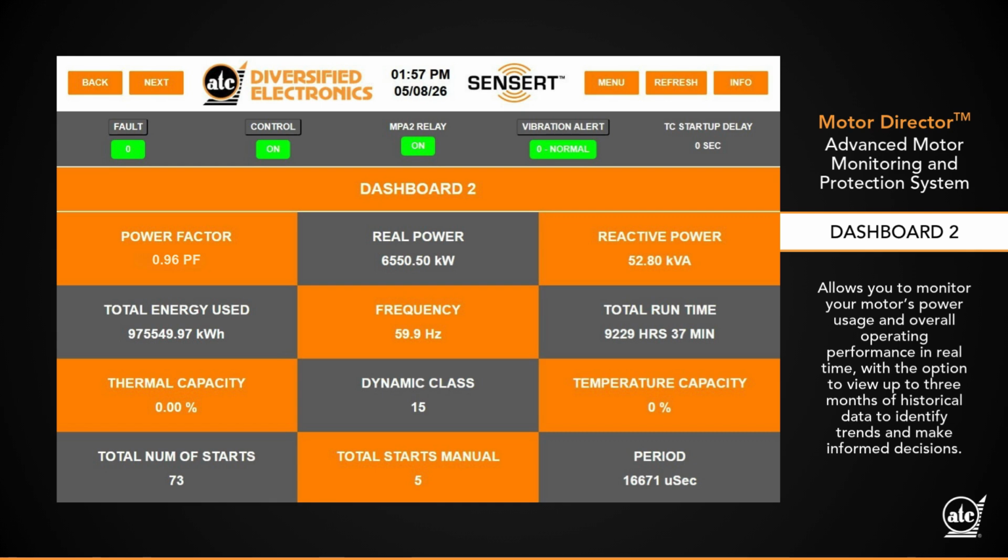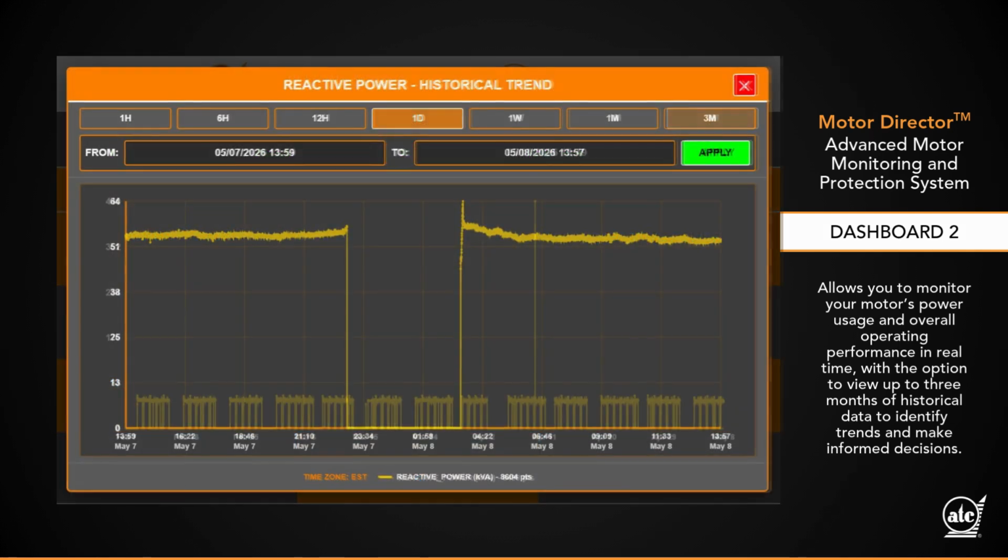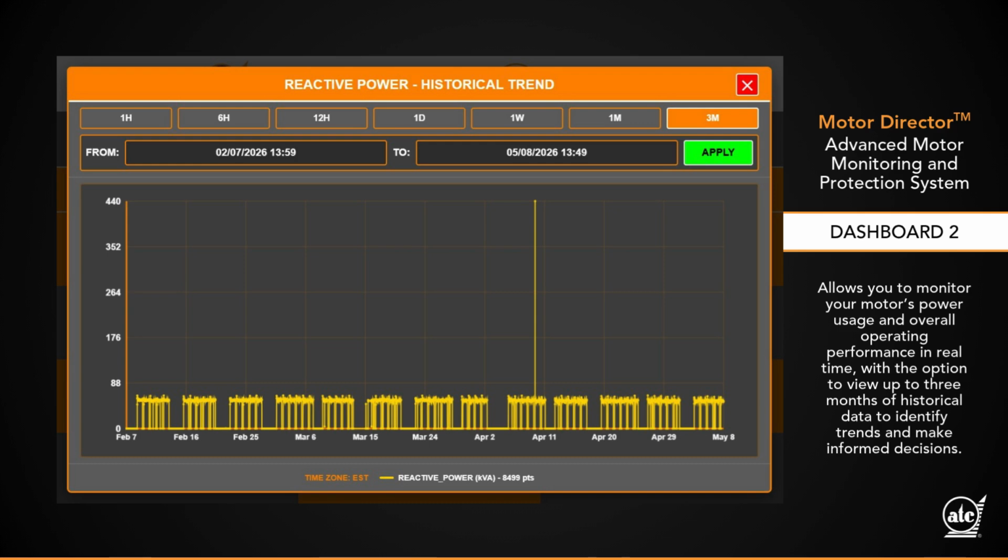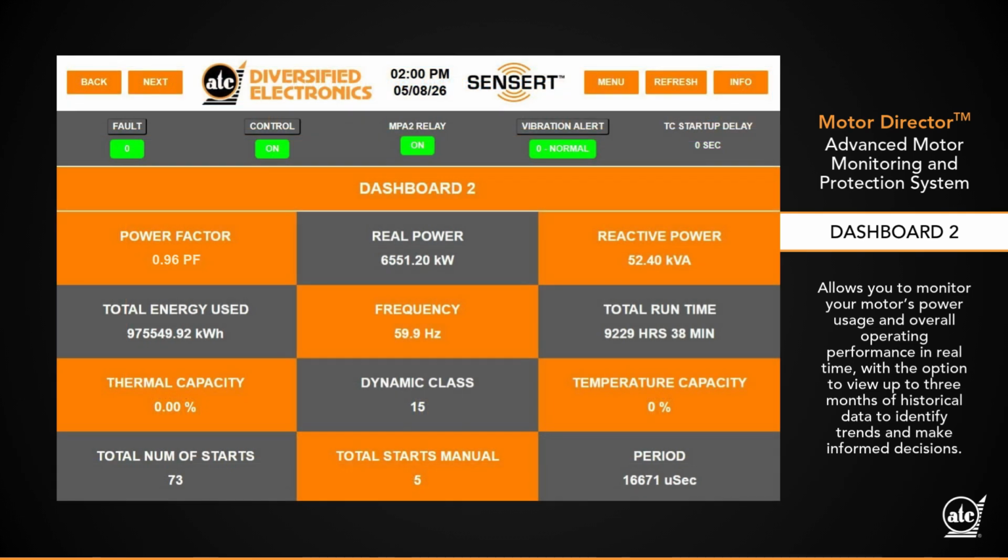For any of these values, you can click directly on the metric to view up to 3 months of historical trending data, giving you deeper insight into patterns, changes, and potential issues over time. This dashboard gives you a complete view of how your motor is performing, so you can improve efficiency, plan maintenance, and prevent costly downtime with confidence.